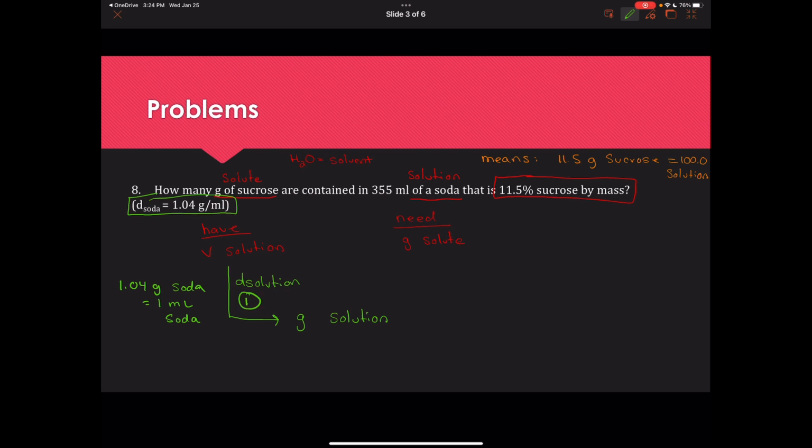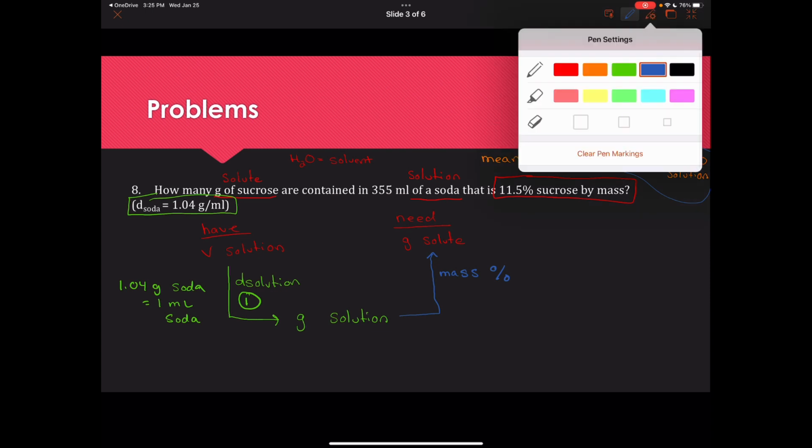Now that just takes us to the grams of our solution. We're going to need grams of our solute. So again, my solution and my solute are related through the concentration. So here we're going to use that mass percent. And so we've just set our equality up here. It's 11.5 grams equals 100 grams of solution.